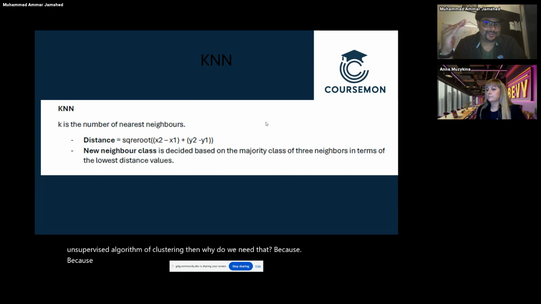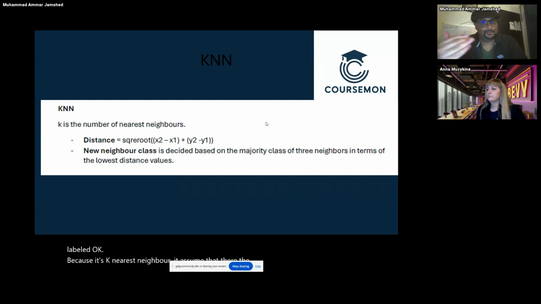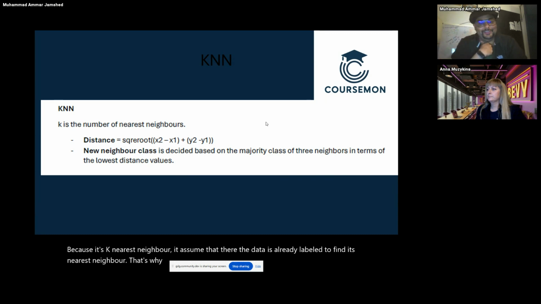Because in clustering we assume the data is unlabeled. In KNNs we assume the data is labeled. Because it's k nearest neighbor, it assumes that the data is already labeled to find its nearest neighbor. That's why we have k over there, meaning the value at random from the labeled data set. But in clustering we assume there are no labels attached.